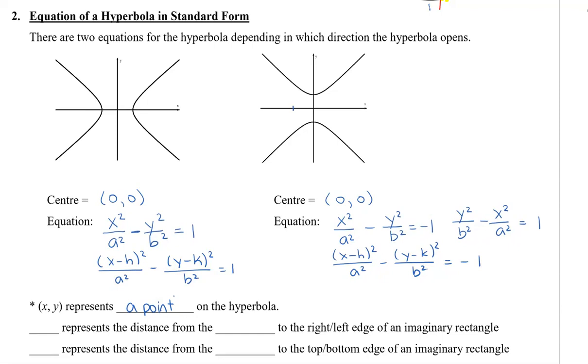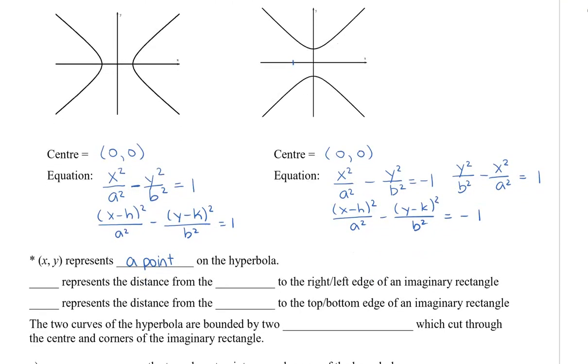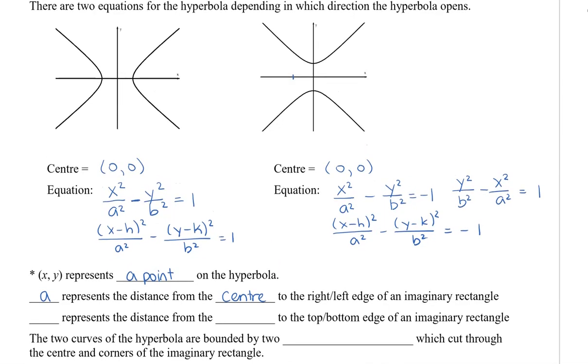Now, what do these values a and b represent? So the a is the distance from the center to the right and left edge of an imaginary rectangle. So in my diagram on the left, this would be from the center, which is here, to my left side and my right side. These points are actually called vertices, or a vertex for one.